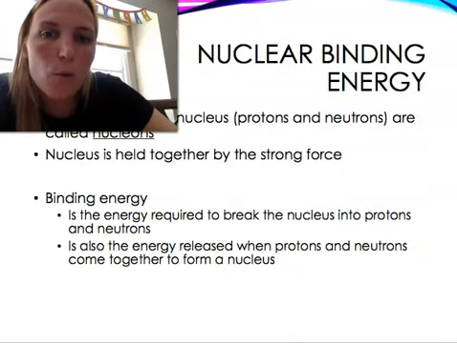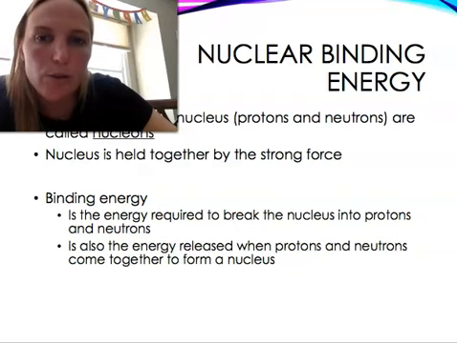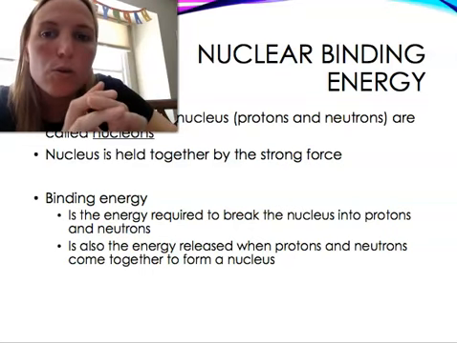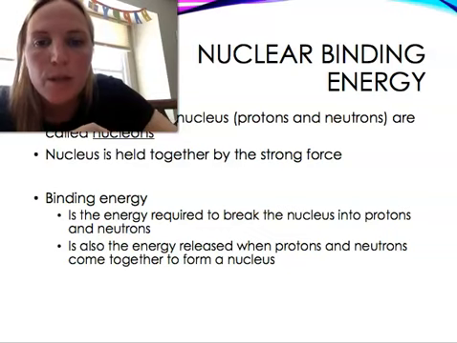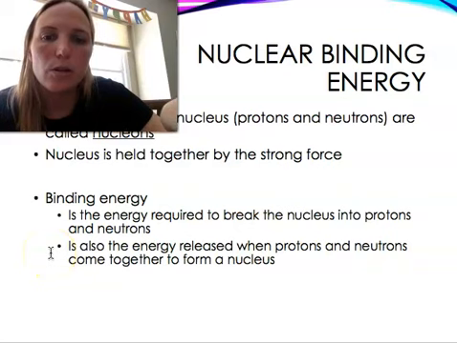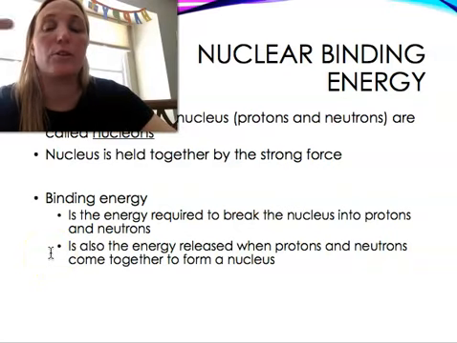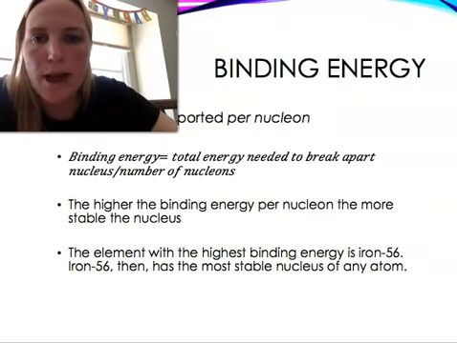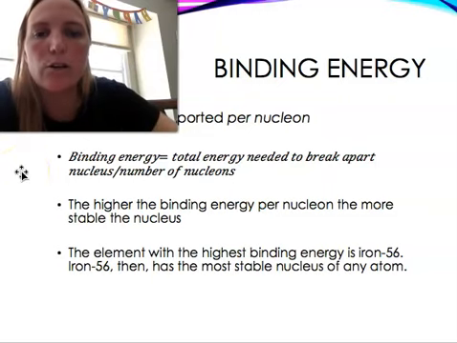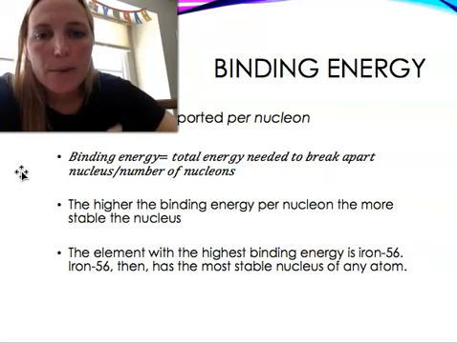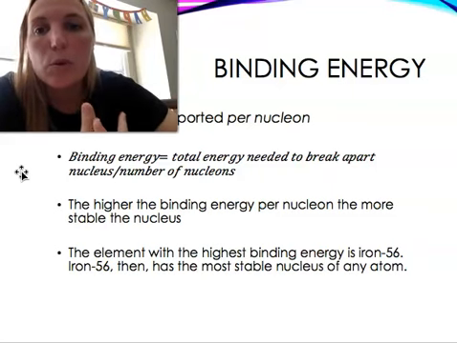So to understand a little bit more about what's happening in these nuclear reactions, we first want to discuss what binding energy is. The particles in the nucleus are called the protons and neutrons, and those together are termed nucleons. The binding energy is the energy that's required to break the nucleus up into those protons and neutrons, or it's sometimes referred to as the energy released when protons and neutrons come together to form a nucleus. We could use an equation to represent how much energy is released or absorbed in this type of reaction. So the binding energy equation is the total energy needed to break apart the nucleus divided by the number of nucleons. And the higher the binding energy per nucleon means that the more stable the nucleus is.